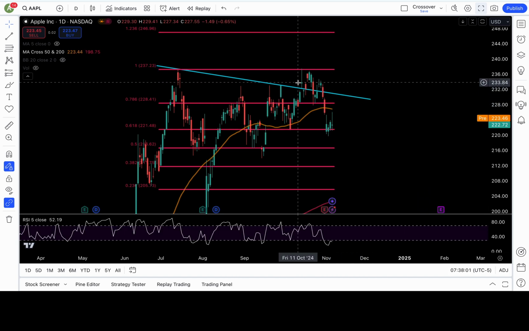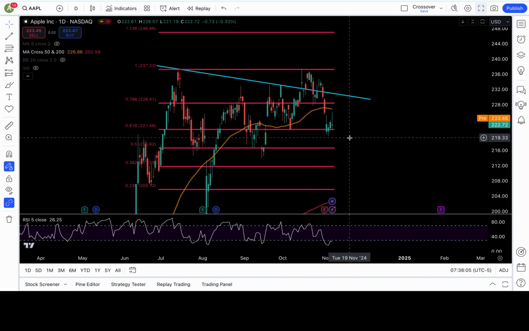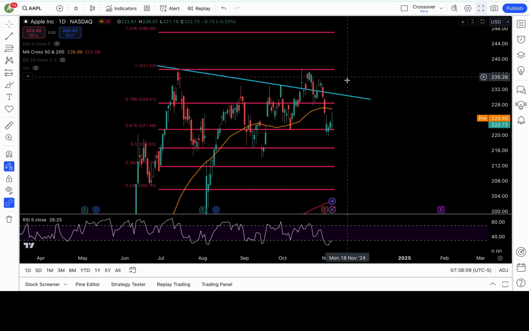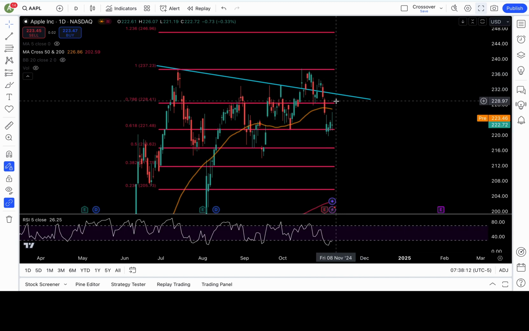Okay, 50 daily moving average is still resistance around 226.8ish. So right now I have resistance at 225 and 226.8. Those levels must clear to put 228.4 in play. Still can't call a bottom unless we recapture 228.4.